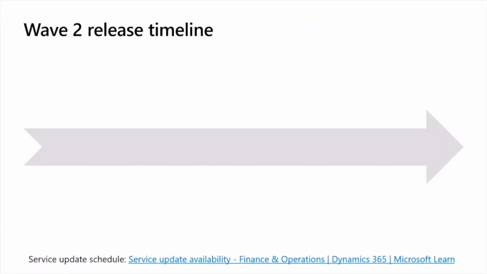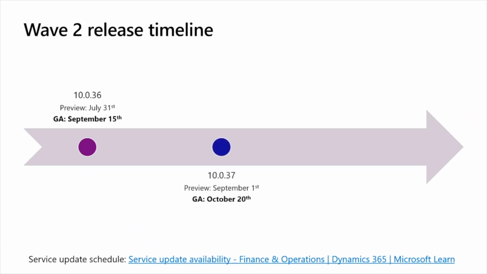Let's take a look at the timeline for this wave. The first major release in this wave was 10.0.36. Then we had 10.0.37 go GA just last month in October, and we are now in the preview timeframe for the last release in this wave, which is 10.0.38. The service update availability documentation has been recently updated with the changes we discussed on the previous slide, so please bookmark this resource if you have not already.